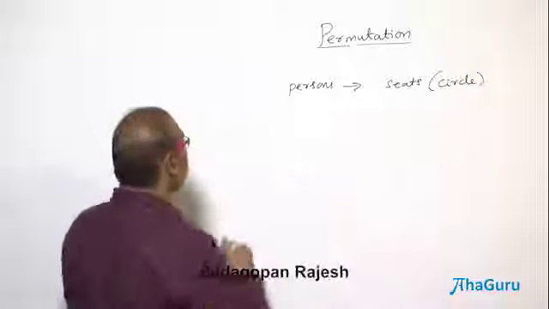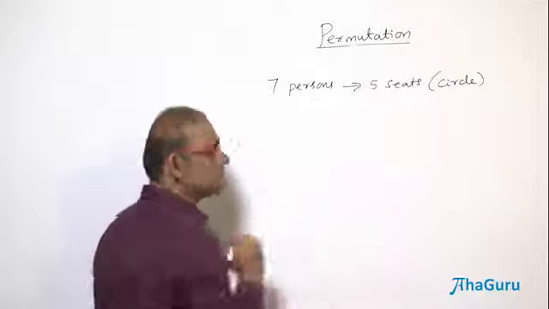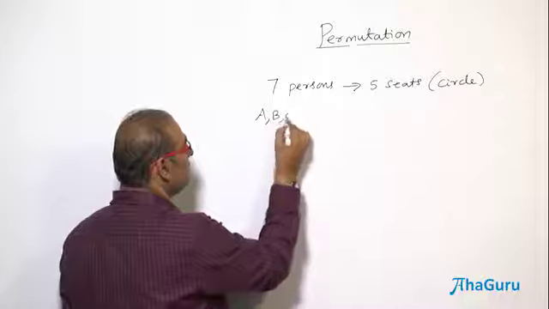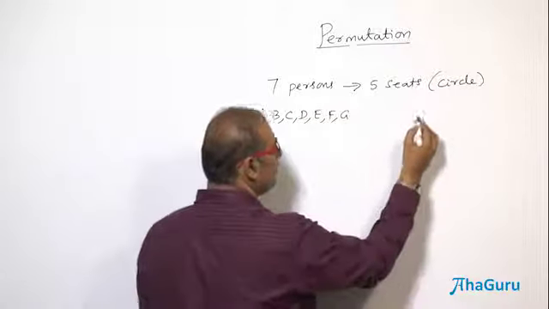So if I am going to have, say, 7 persons and say 5 seats, right? So there are going to be 7 persons, A, B, C, D, E, F, G, and there are only 5 seats in the circle.